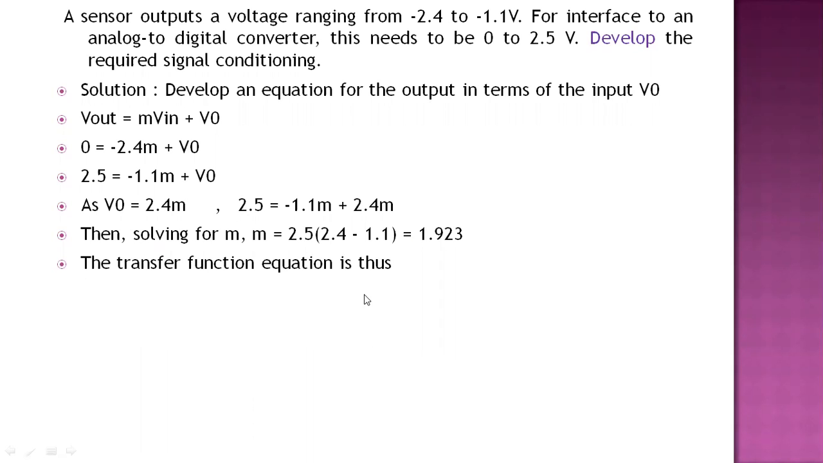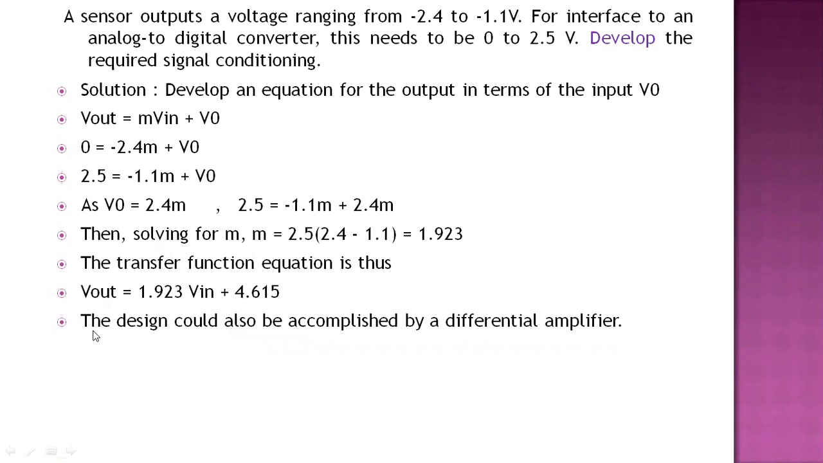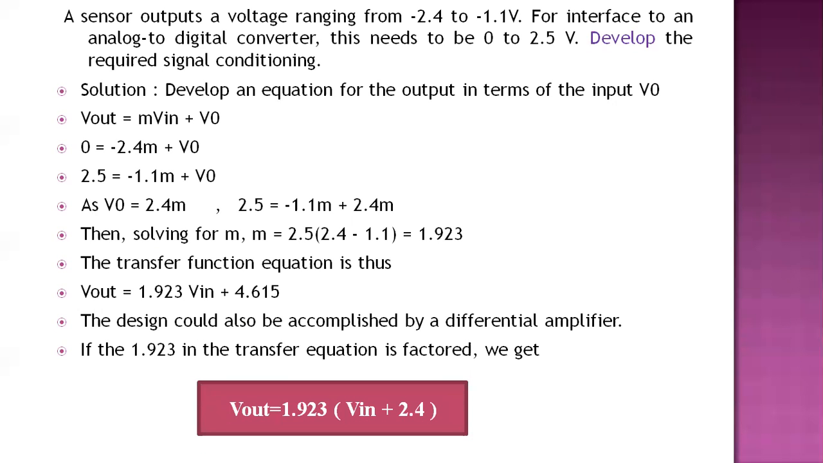So the transfer function equation is thus V out is equal to what? Just replace the value of M into the initial equation. So it is 1.923 Vin plus Vo. Vo is already what we are having. So the design could also be accomplished by a differential amplifier if the 1.923 in the transfer function equation is factored. So it will be V out is equal to 1.923 in bracket Vin plus 2.4.